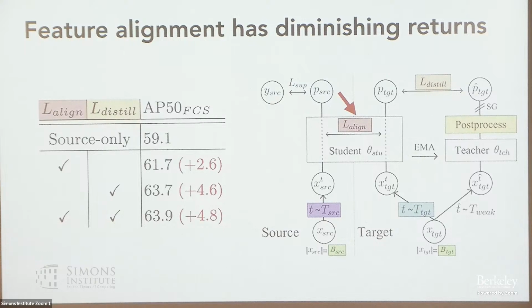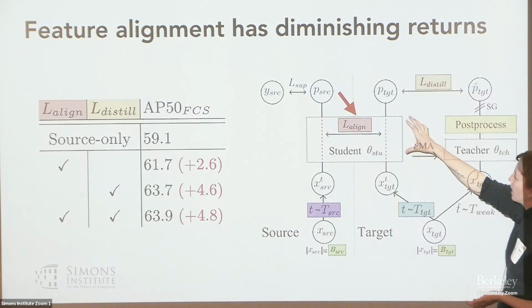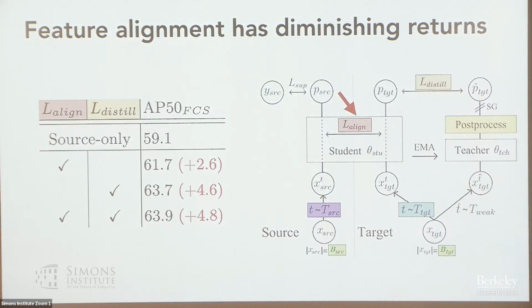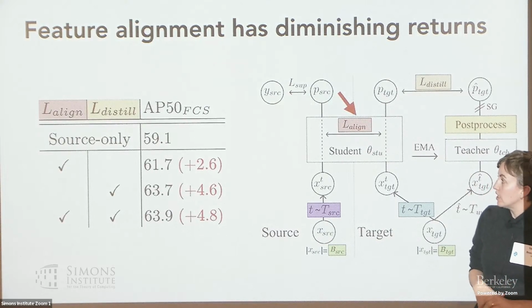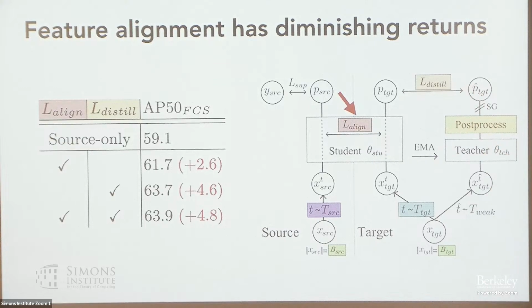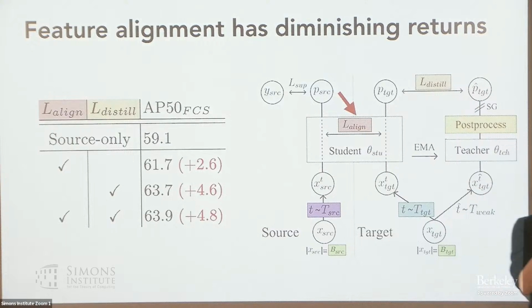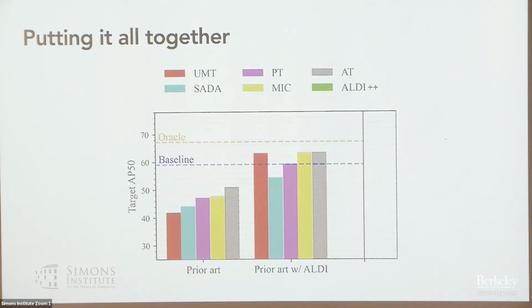And then there's been a lot of effort put into looking at this need to do feature alignment. But we found that feature alignment versus the computational complexity really had significantly diminishing returns. If you just looked at feature alignment alone, you got a pretty nice boost, 2.6%. If you just look at a distillation-based loss, you got about a 4.6% improvement. The combination of the two had very little complementary benefit. Putting it all together, okay, cool.